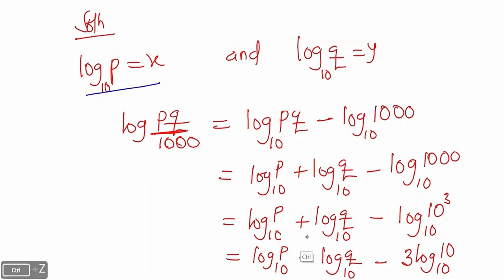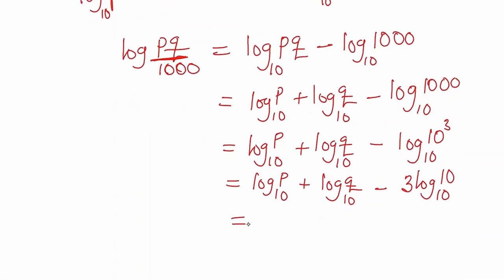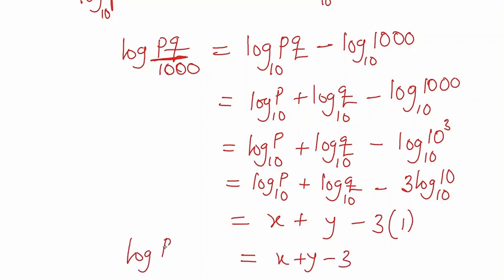So that implies that our log p is known to be x. So at this point we substitute x here, and log q we said is y. So minus 3 multiplied by log 10 base 10. The logarithm of a number to the same base is 1. So log 10 base 10 gives us 1. And at this point we have x plus y minus 3. So it implies that our logarithm of pq out of 1000 can be expressed in terms of x and y as x plus y minus 3. And that becomes the solution to this question.